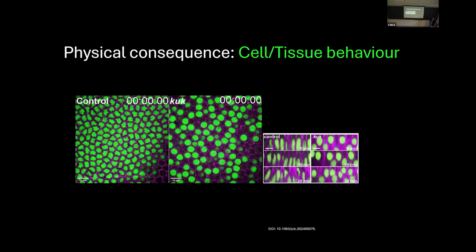And if you time resolve this process, before apical constriction begins, actually you see nuclear displacement towards the basal side in this particular case.